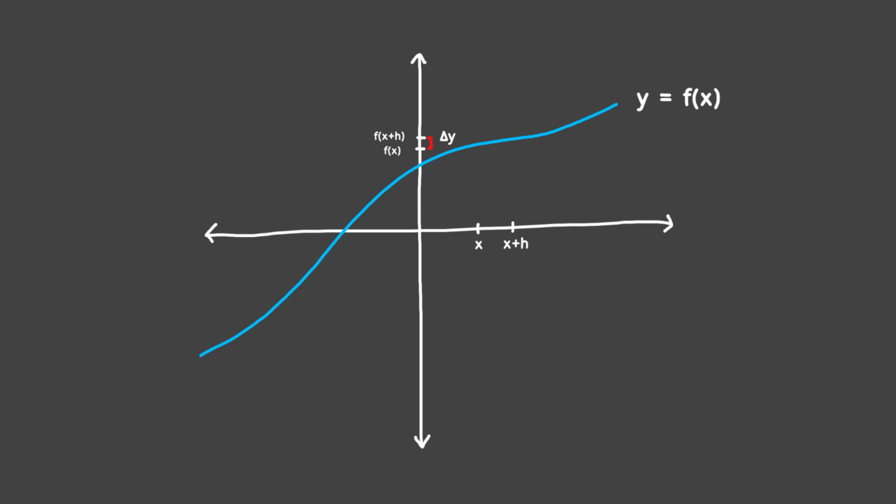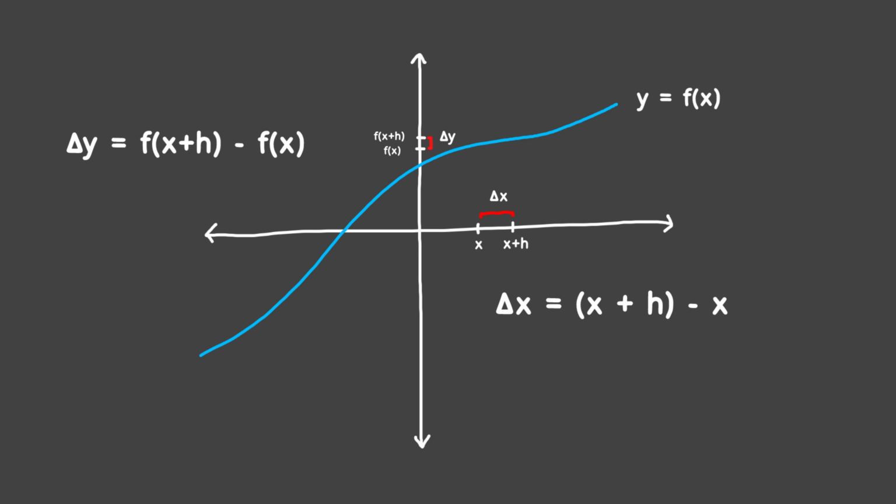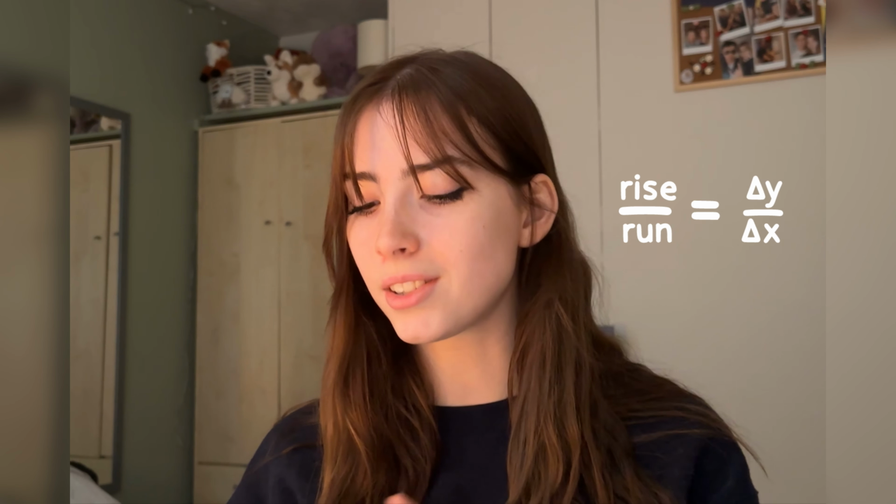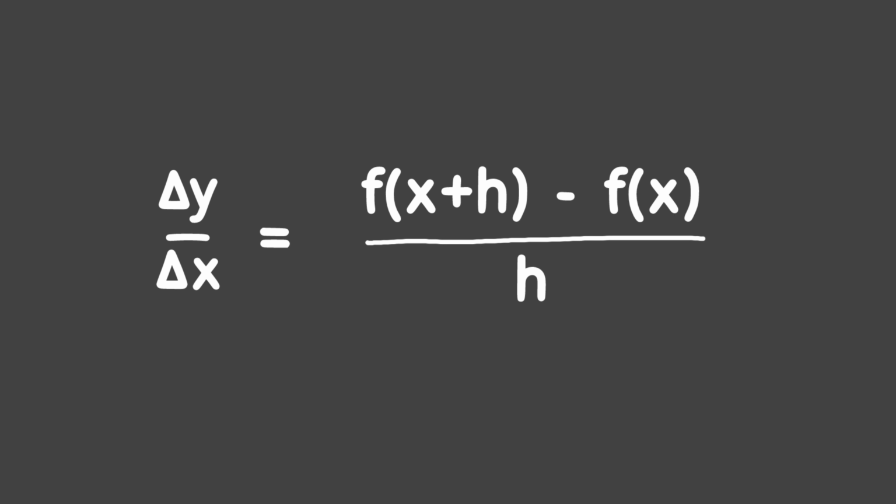So let's go back to our graph. Our change in y is f of x plus h minus f of x, and our change in x is x plus h minus x, and that's just h. So our rise over run is just f of x plus h minus f of x all divided by h. We want to make h as small as possible, so let's take a limit.